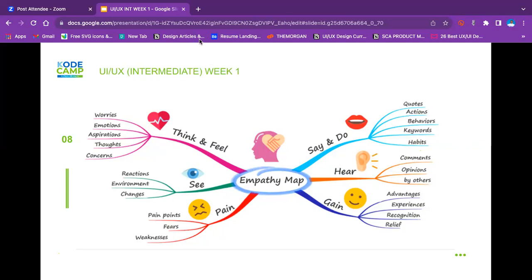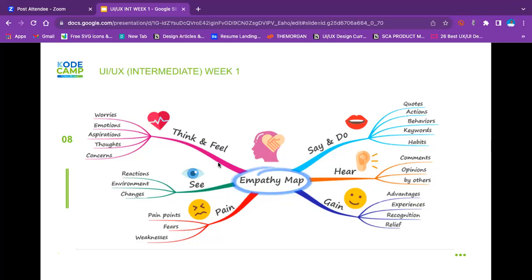Oh, okay. All right, so empathy mapping is just you trying to get an understanding of your target users. You're trying to know what they think, what they feel, what they see, what they say, what they do, what they gain, and all of that. Sometimes we just use a few.